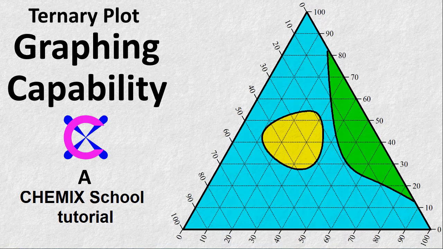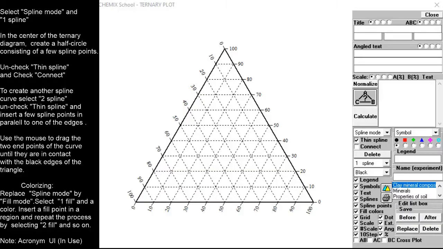This tutorial is about how to use the graphing capabilities in the ternary plot section of the Chemics School program. The first thing to do in this example is to create spline curves. To create spline curves, we must select spline mode from the drop-down menu. We will now be able to insert spline points in the ternary diagram.